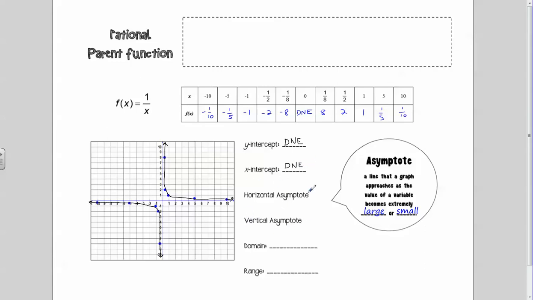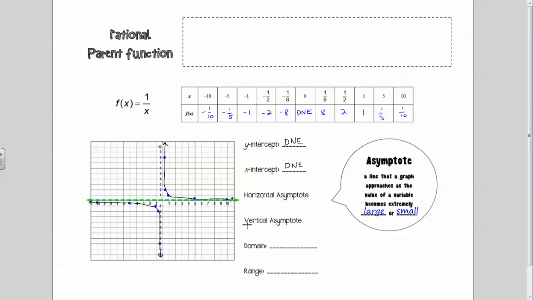Now let's identify our horizontal and vertical asymptotes. There's a reminder here of what an asymptote is. It's a line that a graph approaches as the value of a variable becomes extremely large or small. So looking at our horizontal asymptote first, that's going to be a line that moves left to right. We can see that as the values of x approach negative infinity and as the values of x approach infinity, the function is approaching a particular line. And that line is right here at y equals 0. So we'll put horizontal asymptote at y equals 0.